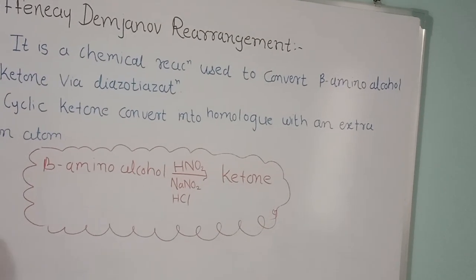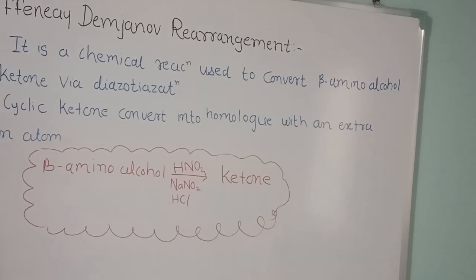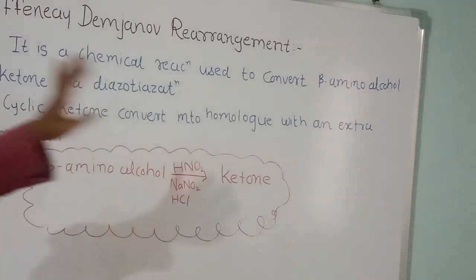In today's video, we discuss the Tiffeneau-Demjanov rearrangement. It is a very important rearrangement in which ring expansion takes place, or when the product is formed with one extra carbon atom. Let's see, it is a chemical rearrangement or reaction used to convert beta amino alcohol into ketone via diazotization.